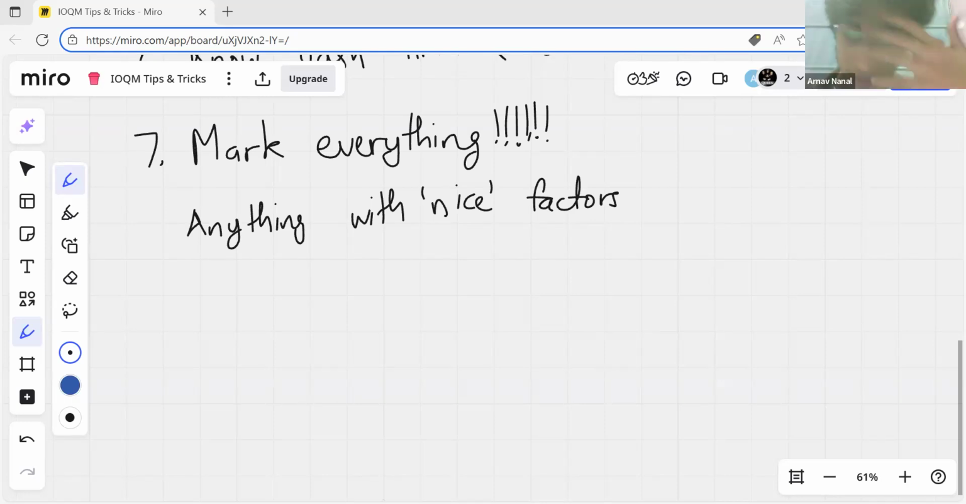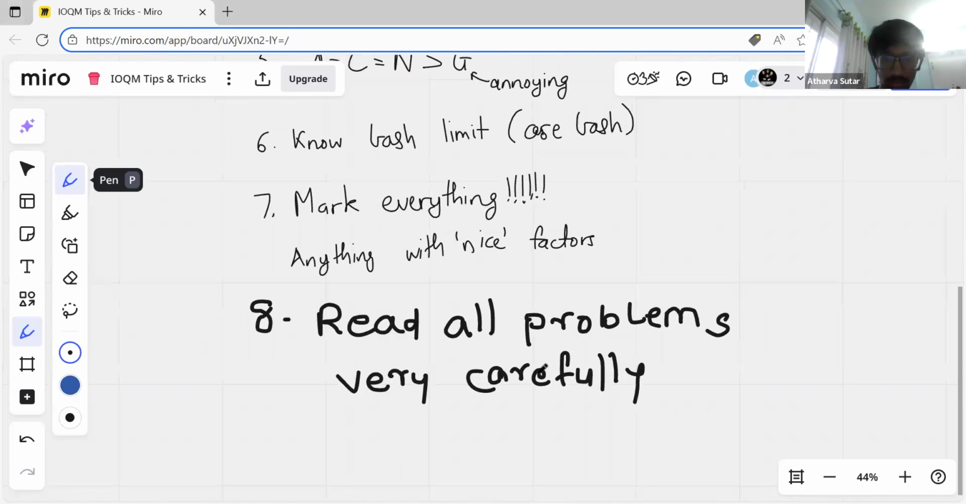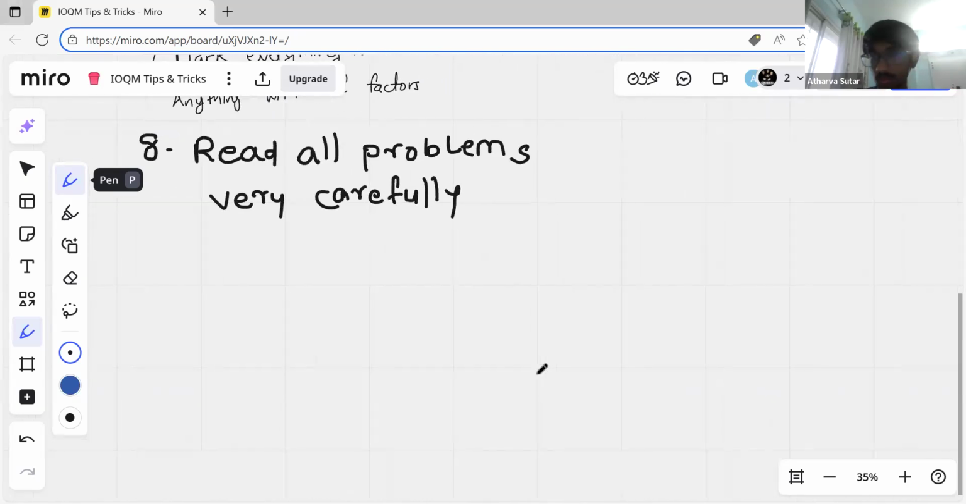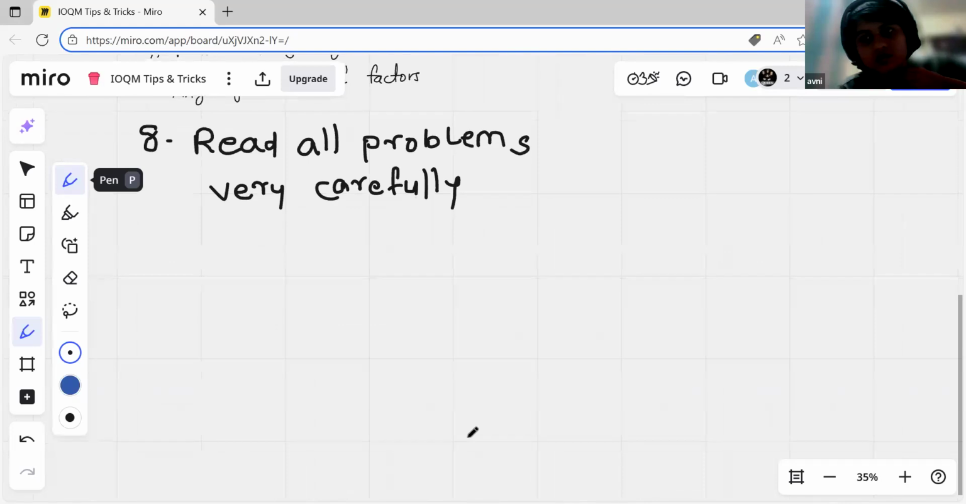Atharva, sorry, is the screen visible to you? Because I don't think what I'm writing is visible. Oh, hang on. It is visible. Okay, yeah, now it's visible. Yeah, okay, cool.